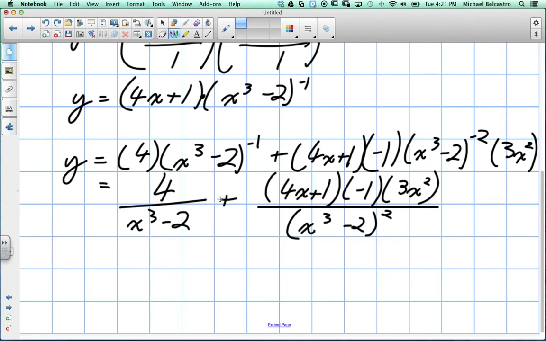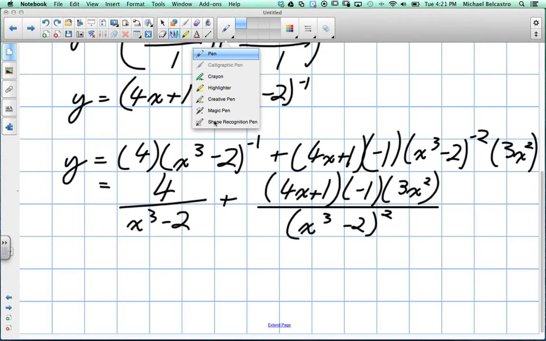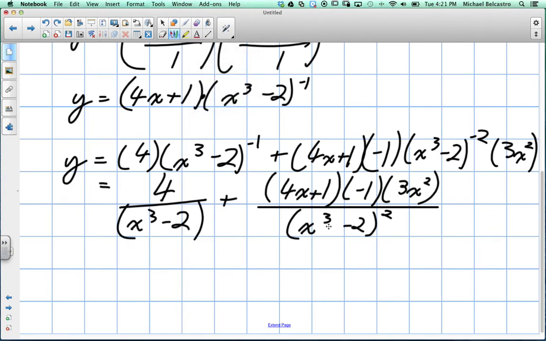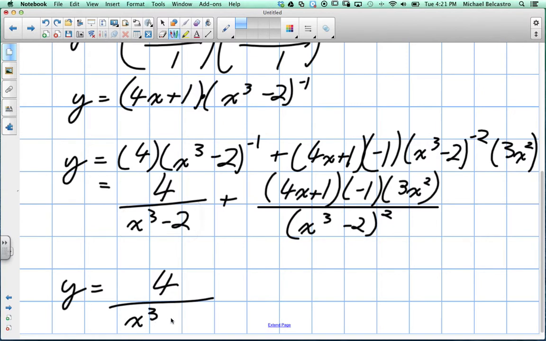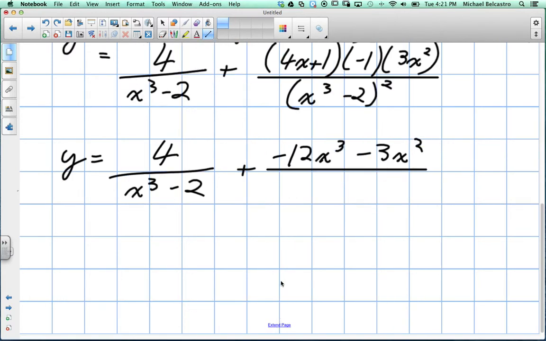Okay, so in this case, it's probably going to make things a little more difficult just because of what happened here. We're going to have to get common denominators in order to put them together. But I'll simplify the top of this. Okay, so y is equal to, again, 4 over x cubed minus 2 plus, and on top, think of this like negative 3 being multiplied by all of those values, so it becomes negative 12x cubed, and then negative 3x squared. Does that make sense on top? Okay, and then on the bottom, we have the original, which is our (x cubed minus 2) squared.